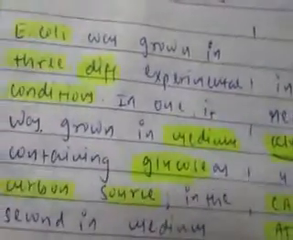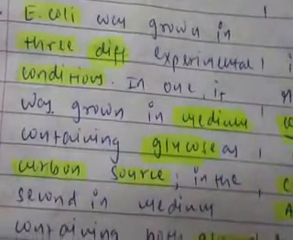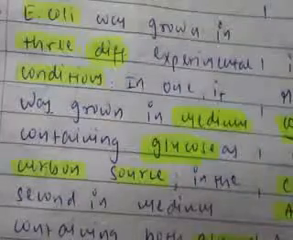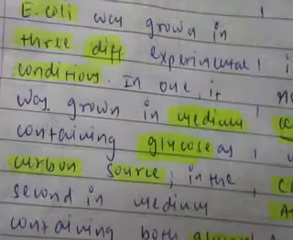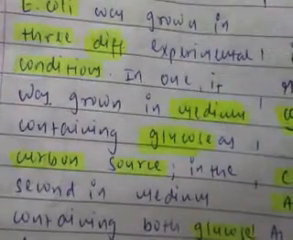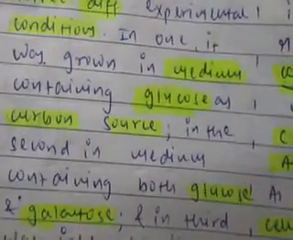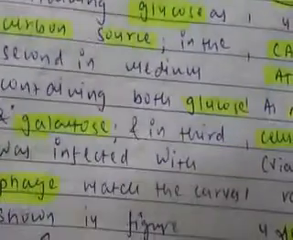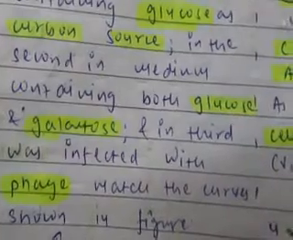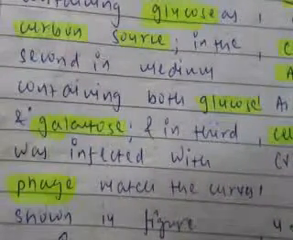Particular E. coli cells were grown in 3 different experimental conditions. In the first condition, they grew in the medium that contains glucose as a carbon source. In the second one, the medium contained both glucose as well as galactose as a carbon source. And in the third, the medium was infected with phage.